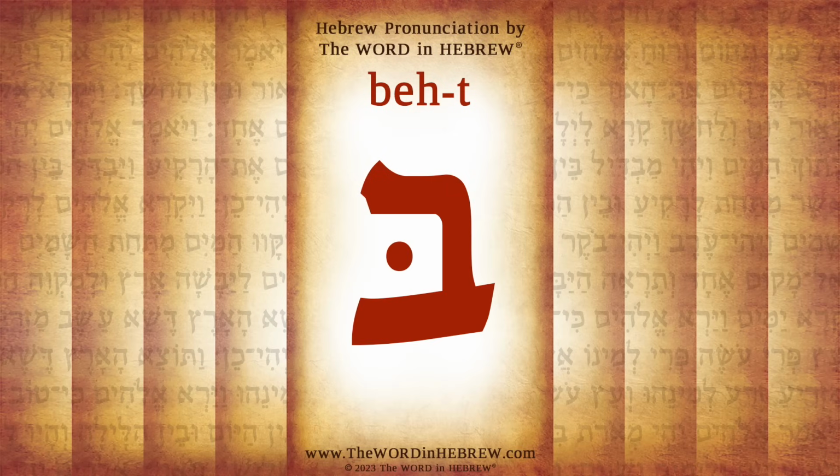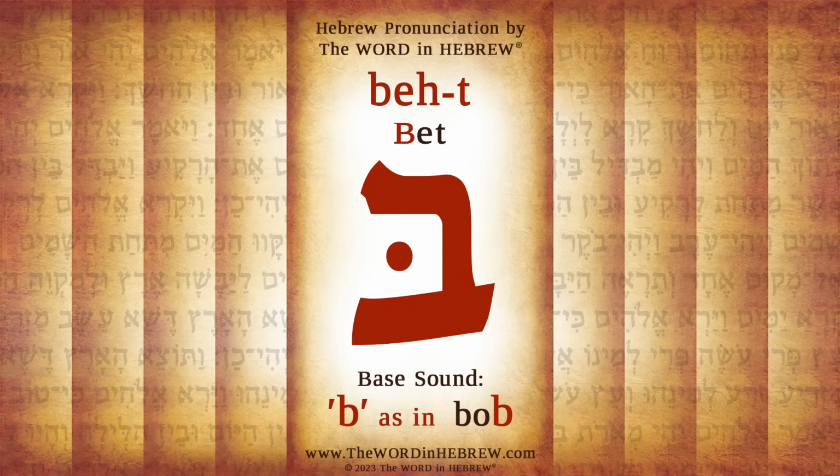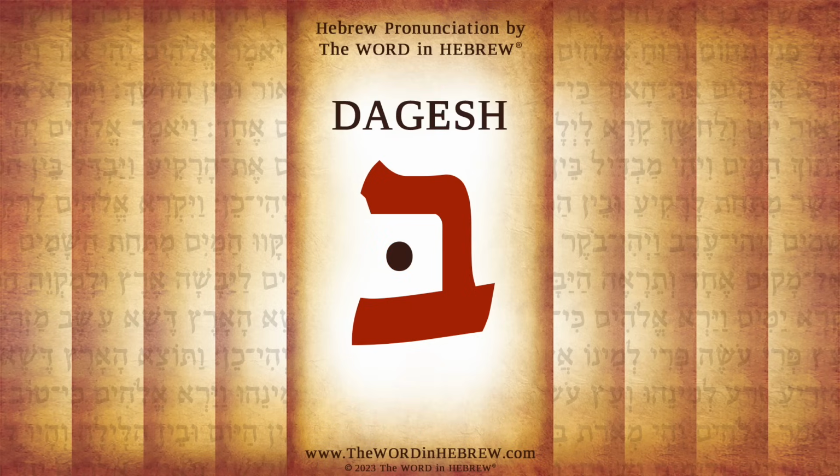Bet. The base sound of bet is b, as in Bob. Now pay attention to the dot inside the letter, which is the Dagesh.